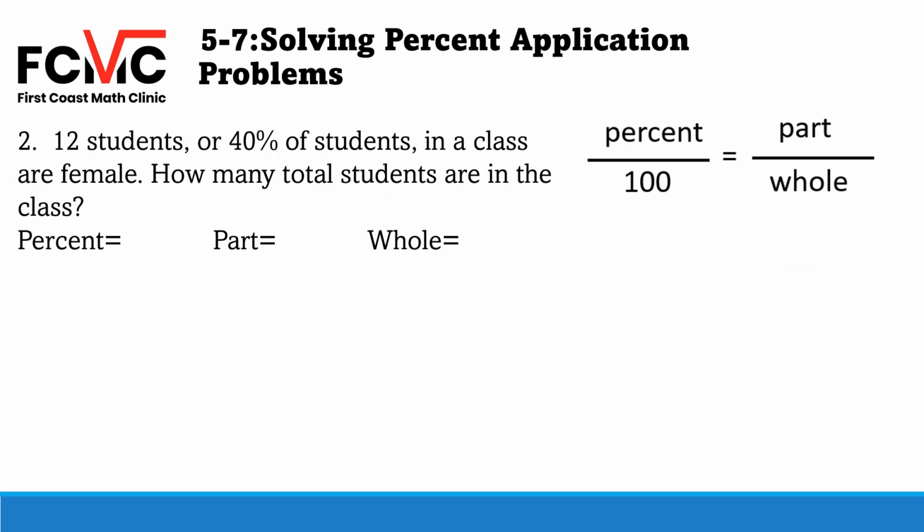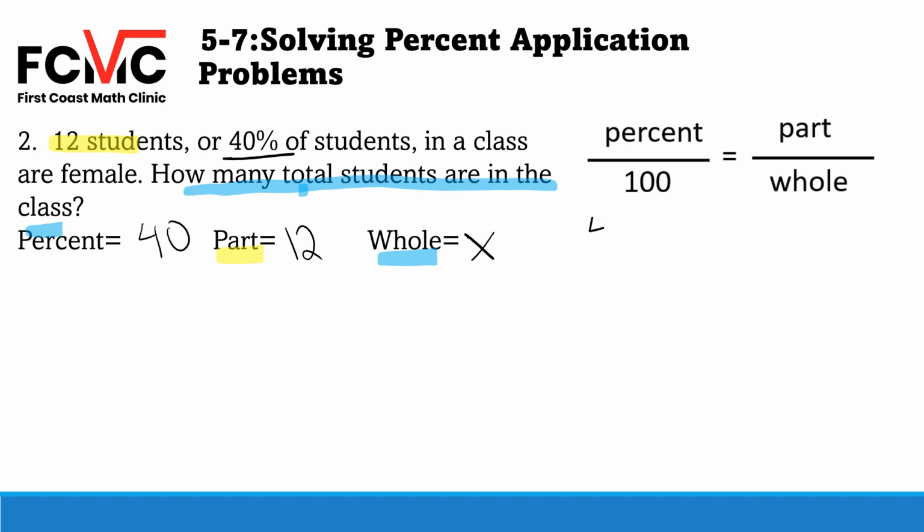All right, next question. Number two, 12 students or 40% of students in a class are female. How many total students are in the class? So a little bit of a change in the problem. Now we know we've got 40% of students, so that 40 is our percent. And we've got 12 students, so that 12 students is going to be our part. And we know that's our part because if we look at our question, how many total students are in the class, we're looking for a total, and total is going to be the whole value. So that's going to be our x.